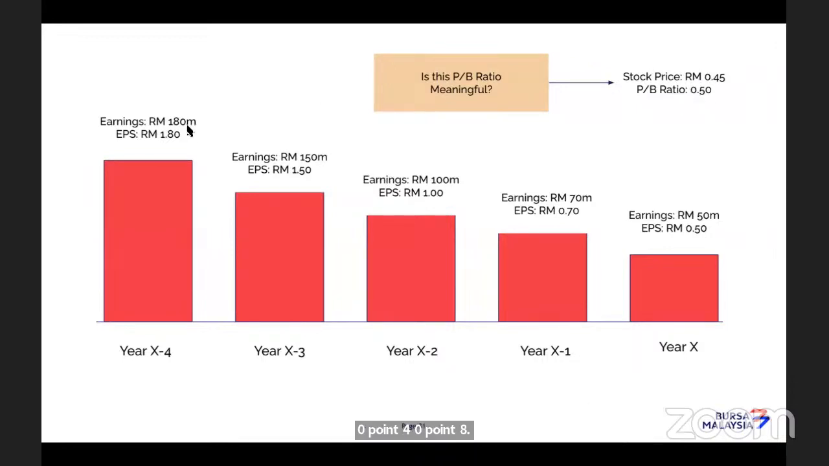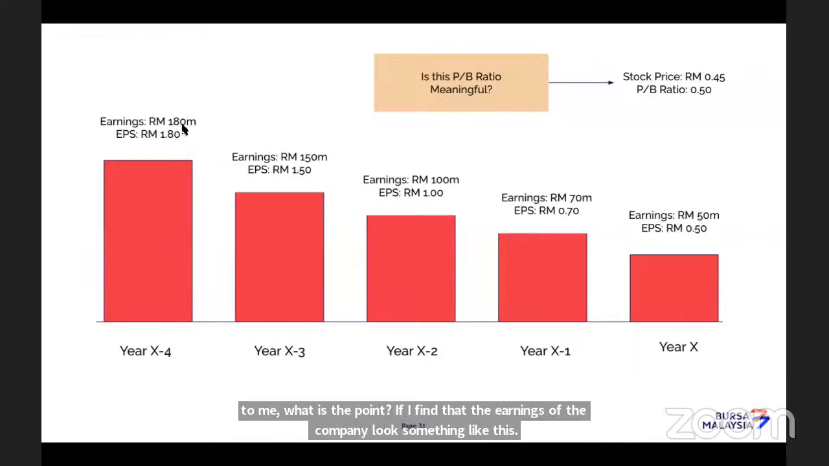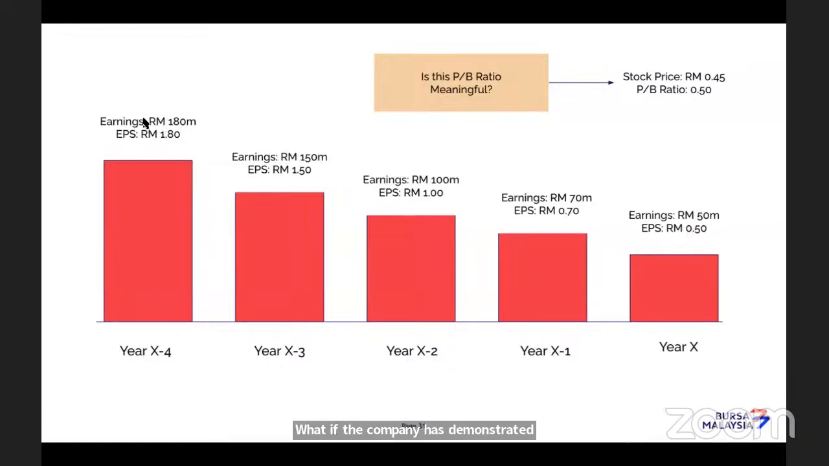But to me, what is the point if I find that the earnings of the company look something like this? What if the company has demonstrated diminishing earnings power, whereby its earnings have declined from 180 million to 150 million, 100 million, 70 million, and 50 million? If you see that the company has been consistently reporting a decline in earnings, then what's the point of using PB ratio?